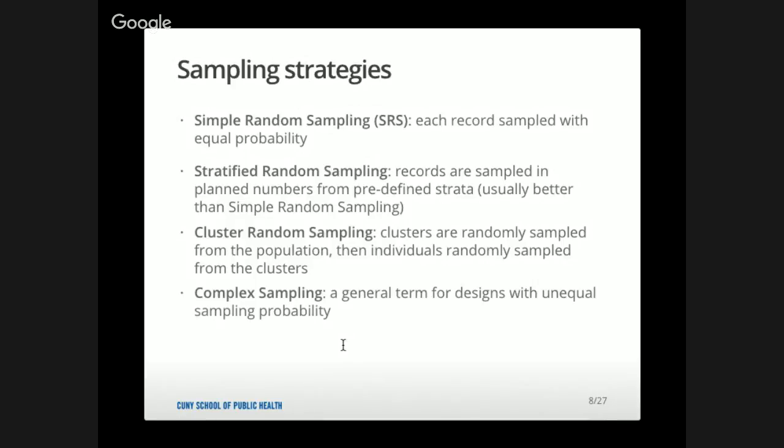And then more generally, complex sampling designs are designs where you have unequal sampling probabilities. And there are several ways that can happen. It can happen through stratification. It can happen through a desire to overweight certain individuals who have a small prevalence in the population.